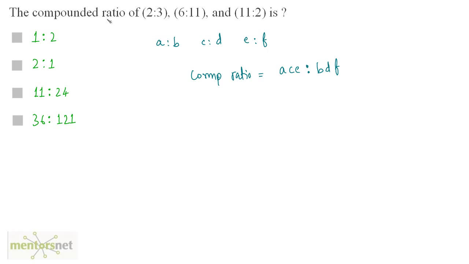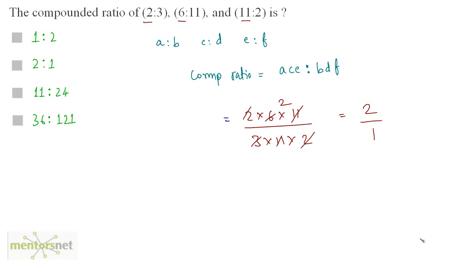So the compounded ratio here, if we have 2 is to 3, 6 is to 11 and 11 is to 2, will be equal to the first terms, which are 2, 6 and 11. So 2 times 6 times 11 divided by 3 times 11 times 2. So this 2 cancels out, this 11 cancels out. So we have 3 times 2 as 6. So this is 2 by 1. So the compounded ratio of all of these ratios is basically equal to 2 is to 1. So the answer is option B.